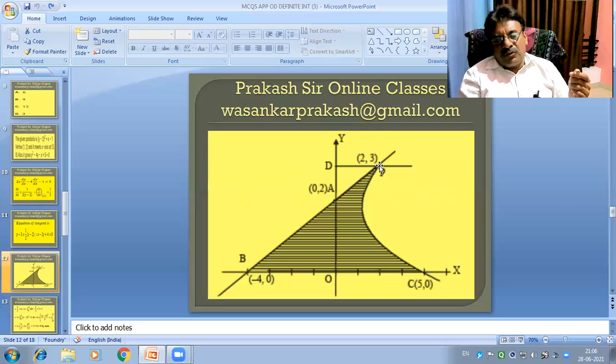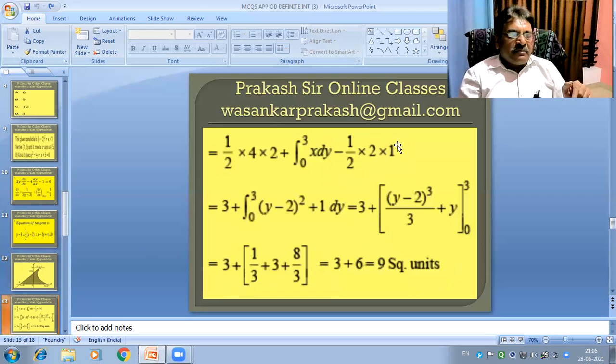Here the base is 2 and the height is 3 minus 2, that is 1. So minus 1 by 2 into 2 into 1. And then we solve this. Here 2 cancels, 4 minus 1, so right here 3, plus integration 0 to 3 x into dy.